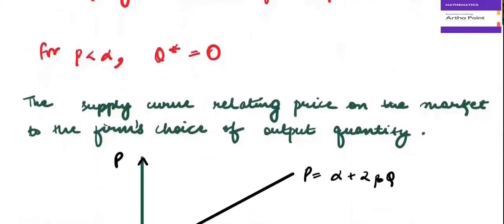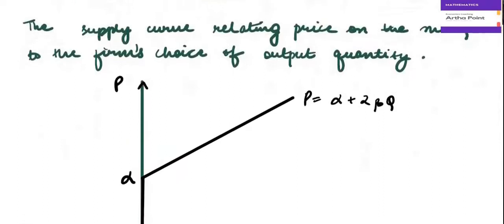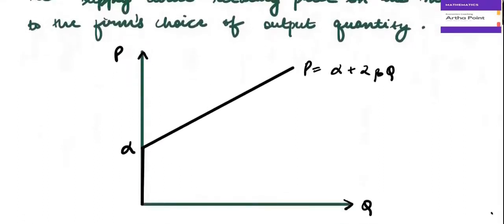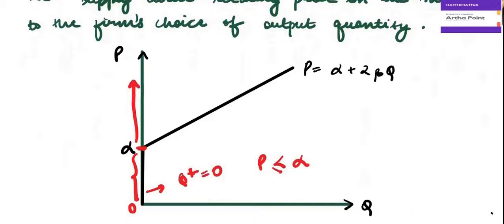Now, how do we plot the supply curve of the firm? Very simple. For all values of P between 0 and alpha, my quantity is 0. Q star is 0 if P is less than or equal to alpha. The moment P exceeds alpha, I have a positively sloped supply curve of the firm.